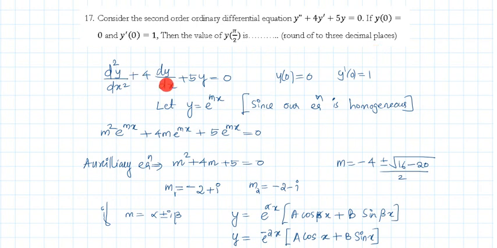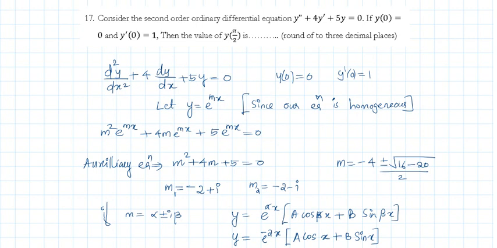Okay, given a second order linear homogeneous equation like this, we can assume a solution like y equal to e raised to mx. The peculiarity of the exponential function is that its derivative is also exponential. If y equal to e raised to mx, then y prime is m e raised to mx, and y double prime is m square e raised to mx. So you can substitute for y double prime and y prime.